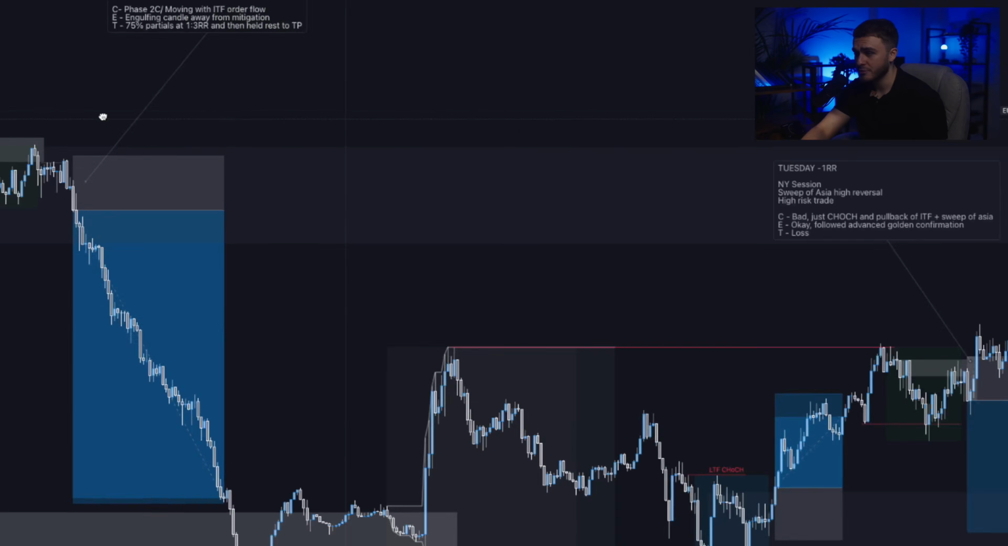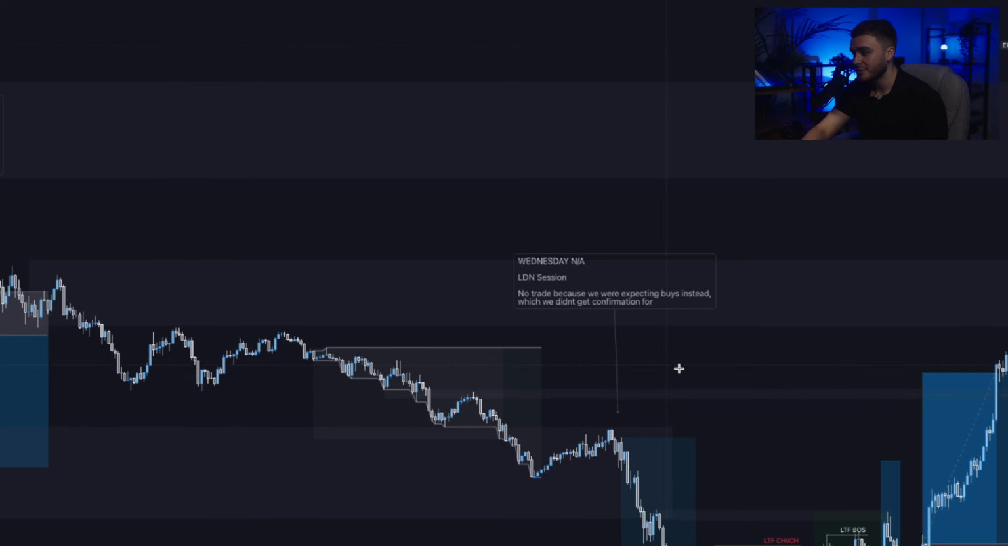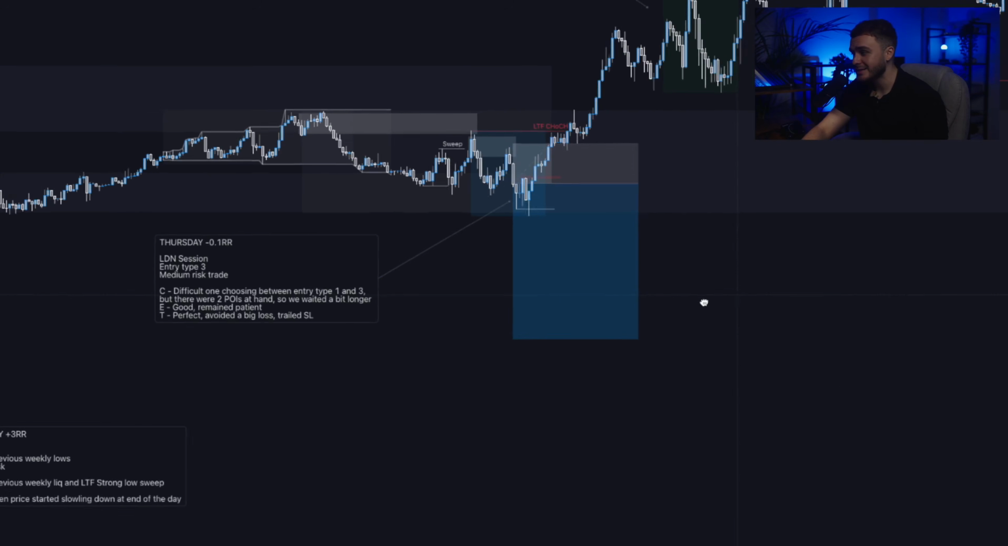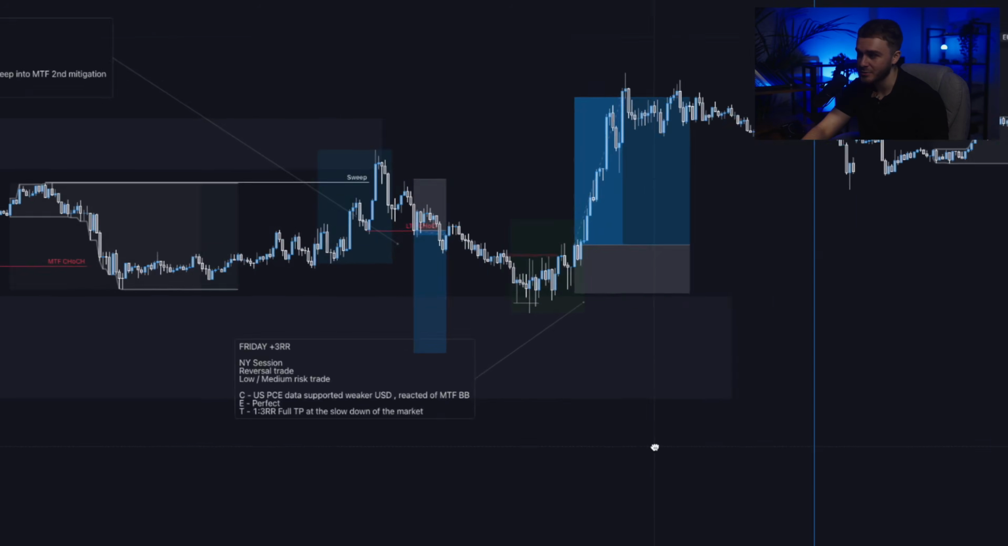So very simple. We've got many examples, day after day after day after day. And this is literally everything that we're doing with the inner circle as well. And obviously sending out the live analysis as well.